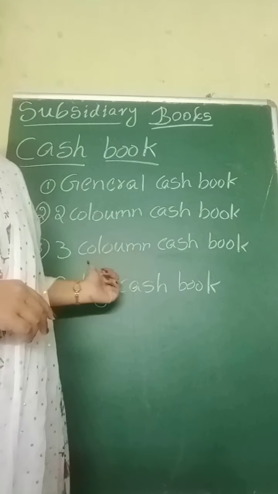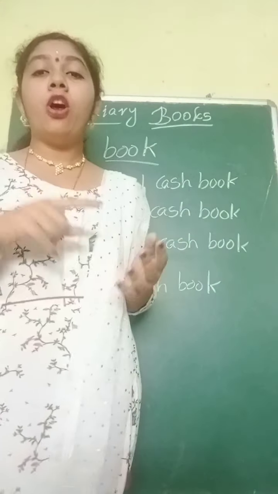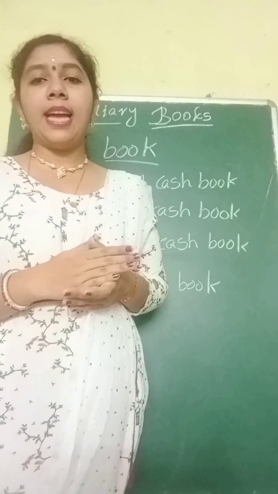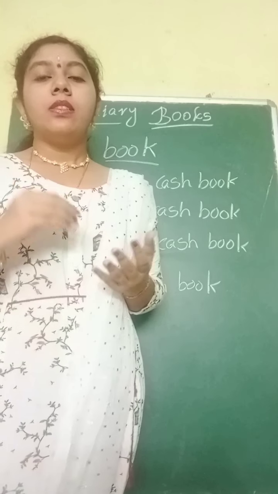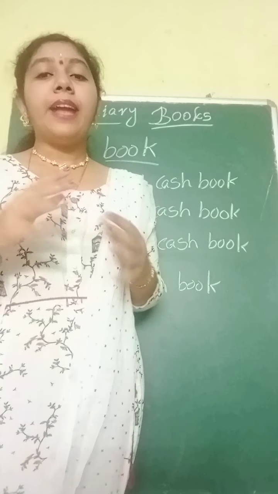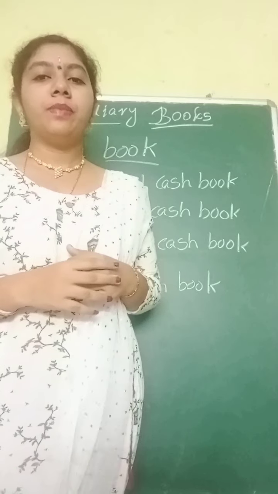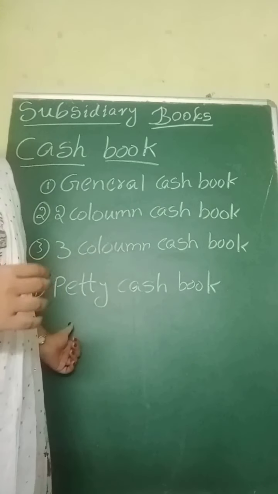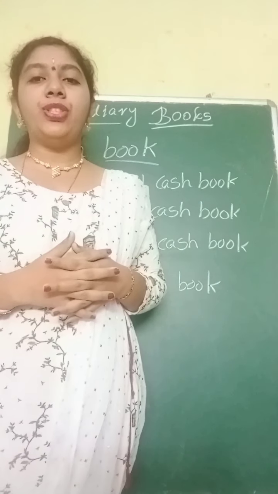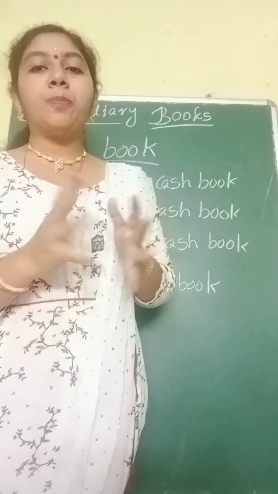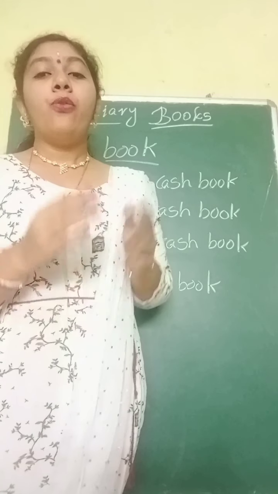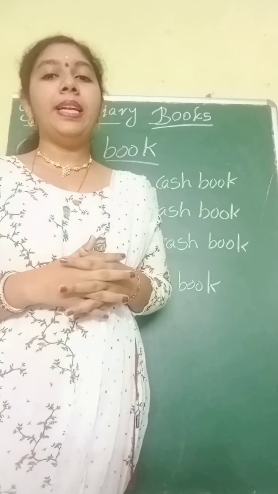The next one is the three-column cash book, used if both discount and cheque are cash transactions. Next one is the petty cash book. In some situations we have petty expenses, small expenses like stationery. For that we will use the petty cash book.